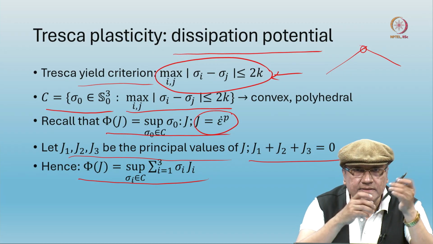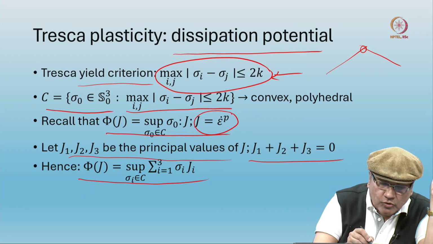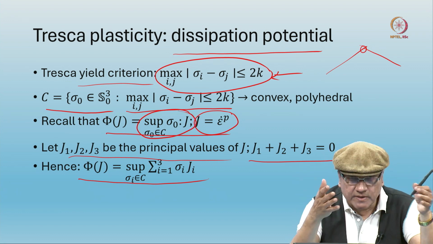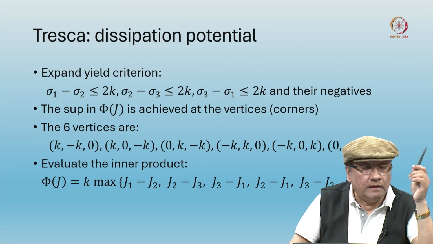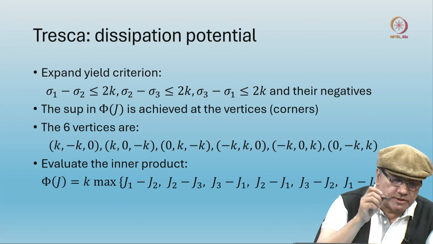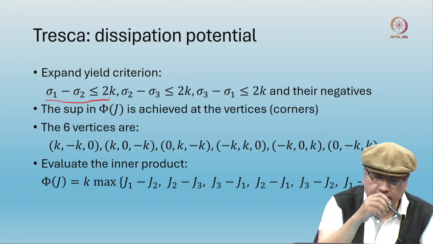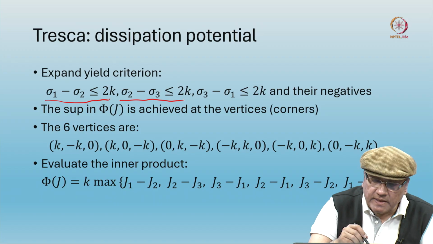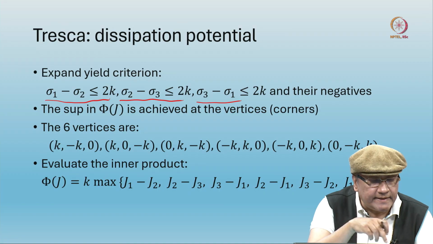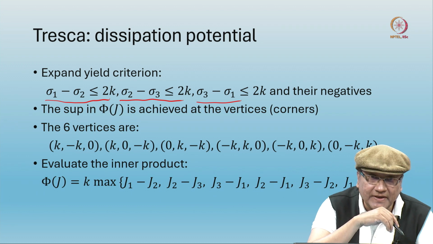This is how I can construct phi of j, instead of doing a more complicated supremum of the inner product of sigma 0 and j. In terms of the eigenvalues I can do that. So now let us have the yield criterion expanded properly. Let us take i equal to 1, j equal to 2, so we have one yield condition. Then similarly another yield condition, and similarly a third, sigma 3 minus sigma 1 less than or equal to 2k. Now by taking the negatives I will get 3 more. So there are 6 such component conditions.